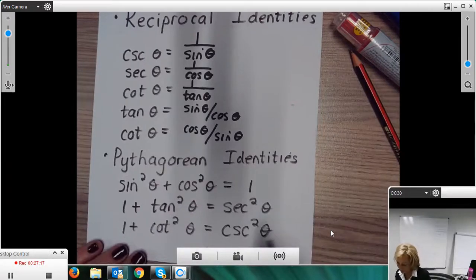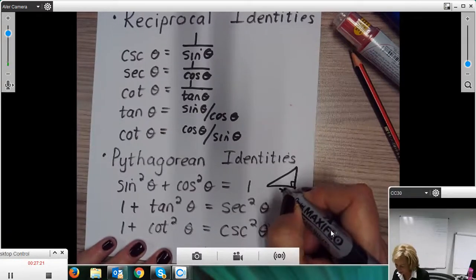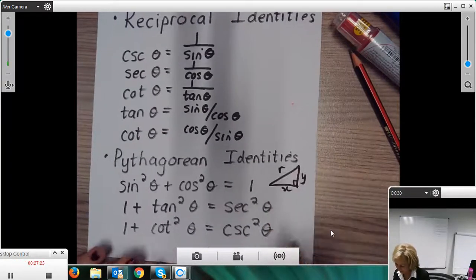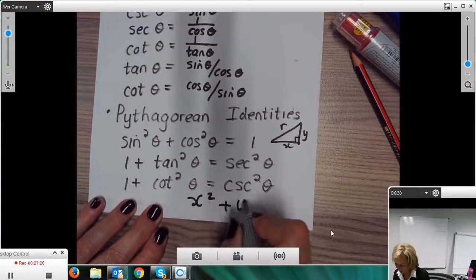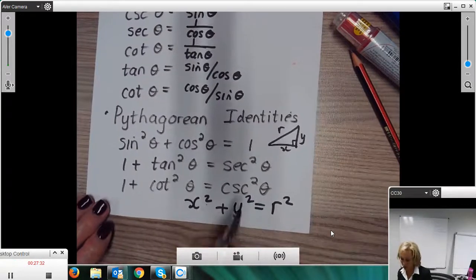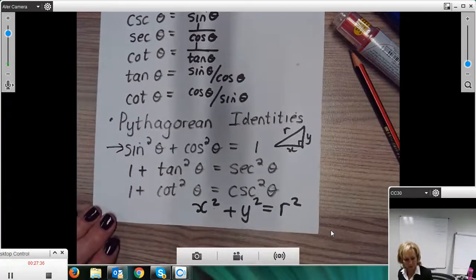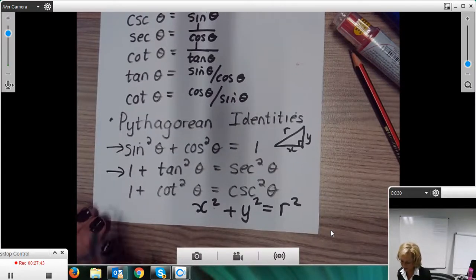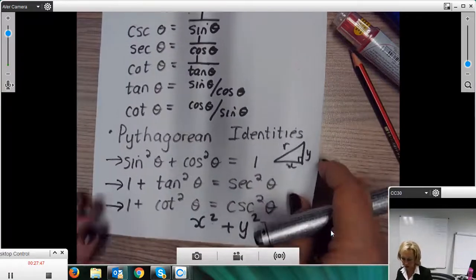And remember, we're working in a right angle triangle, and in a right angle triangle we have the theorem of Pythagoras, which says that x squared plus y squared equals r squared. So using the theorem of Pythagoras, we're able to prove these three identities. Sine squared plus cos squared is always equal to 1. 1 plus tan squared is equal to sec squared, and 1 plus cot squared is equal to cosec squared.